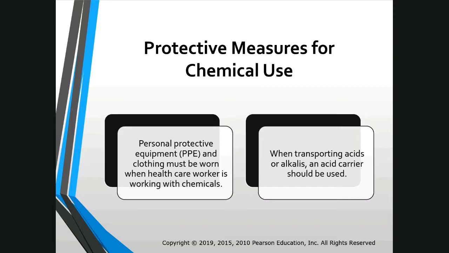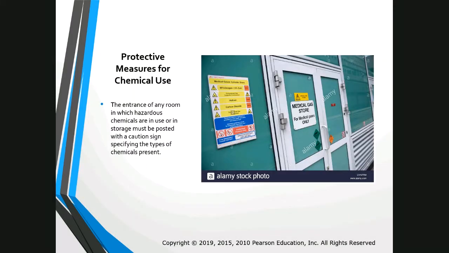Chemical measures. Personal protective equipment, PPE, and clothing must be worn when the healthcare worker is working with chemicals. And when transporting acids and alkalines, an acid carrier should be used, and it is recommended. Protection measures for chemical use: the entrance of a room in which hazardous chemicals are in use or in storage must be posted with a caution sign, as shown here, specifying the types of chemicals present, and then there's another sign here.